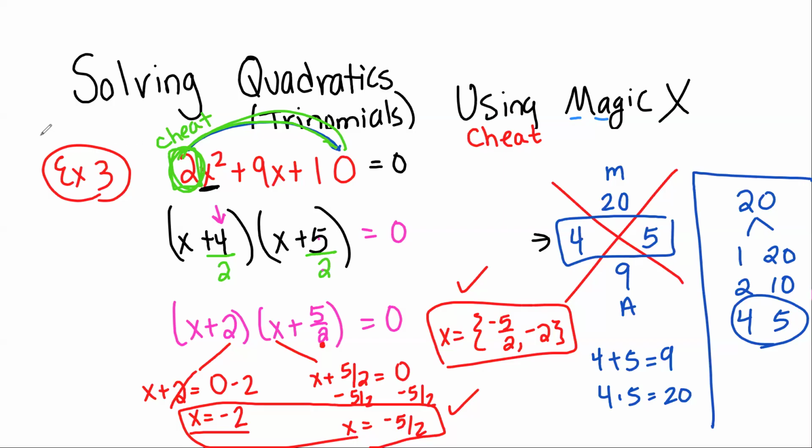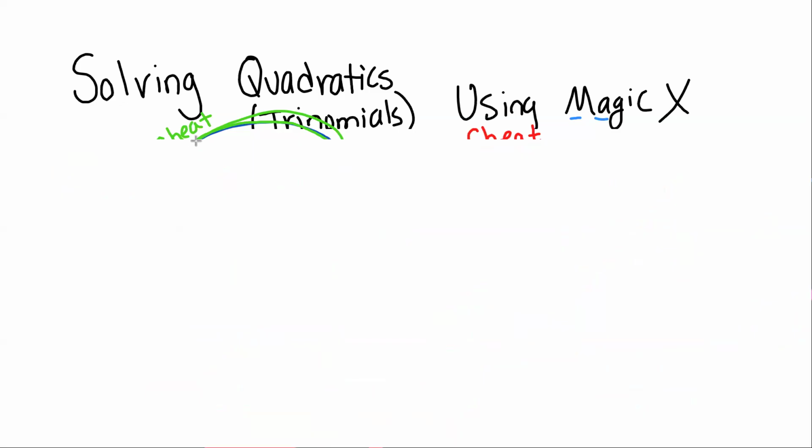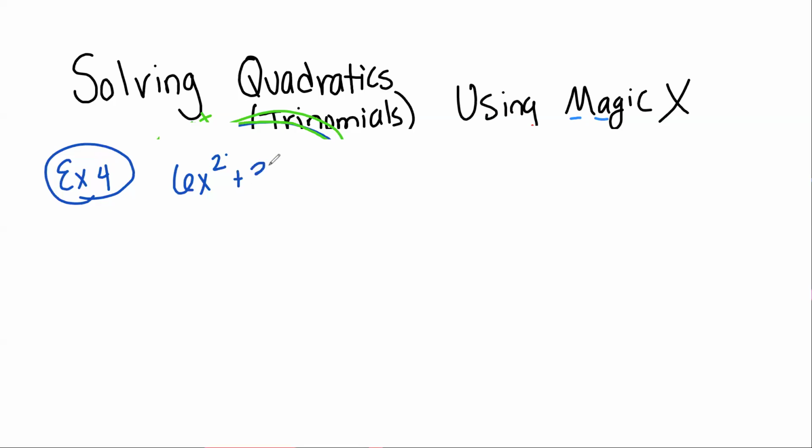Let me do one more. This will be a cheat as well. All right, I think this is example 4. And my problem here is 6x squared plus 31x plus 5 is set to 0.